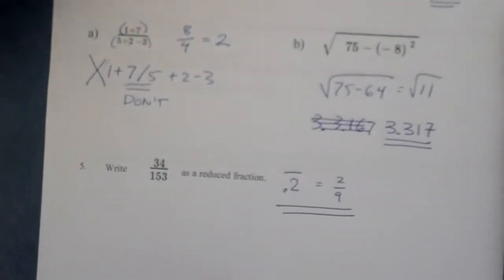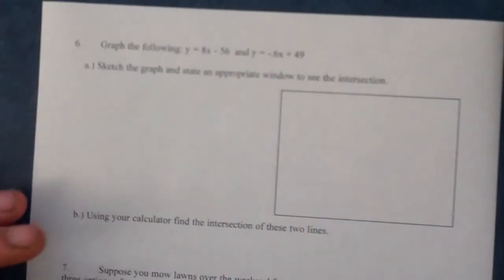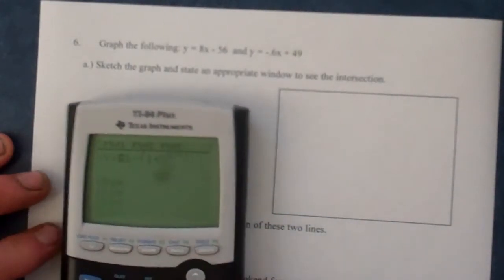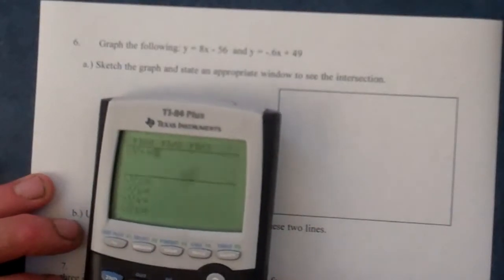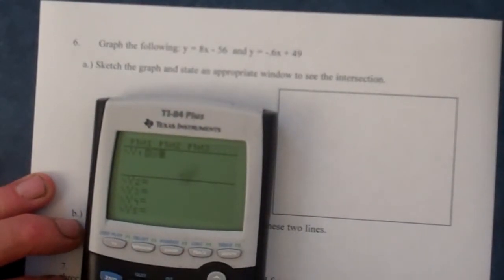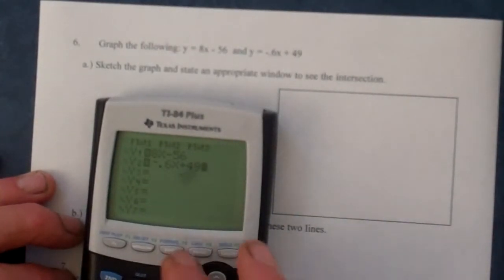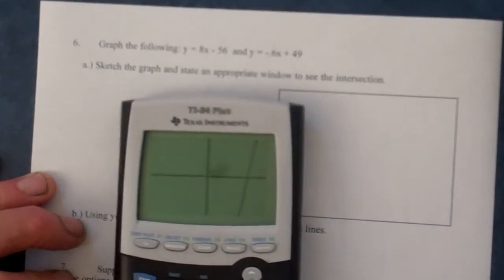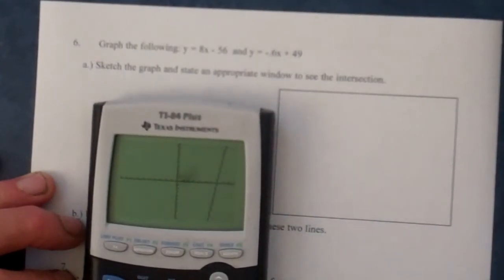On to page 3. Graph the following and sketch the graph in appropriate window. So this is, again, calculator skills. We'll do this with pencil and paper soon enough, but right now it's going to be 8x minus 56, and then my other equation is negative 0.6x plus 49. Those 49s and 56s make it seem like it's pretty big, so if I do zoom 6, I might not see it. Oh, there I get part of a line, but I'm thinking that maybe I should zoom out.